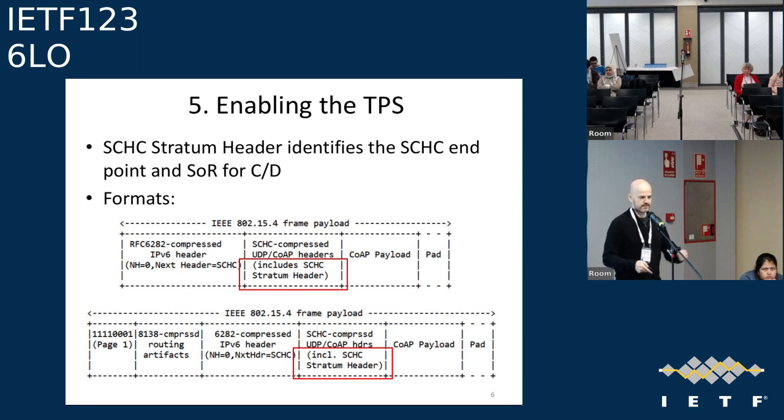And for the second format, it's mostly the same, except that at the beginning, there would be the routing artifacts compressed with RFC 8138 if necessary. So we have added this mention of the SHC stratum header because now we also explain in section 5 that we need to have a SHC stratum, and this header identifies what is the right SHC endpoint and set of rules that needs to be used for compression and decompression. So for a device that's receiving this data unit, the SHC stratum header will indicate which is the SHC endpoint and set of rules that needs to be used for decompression of these SHC compressed UDP CoAP headers, the second field, for instance, in the first format.